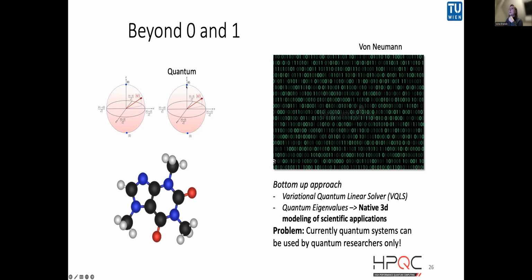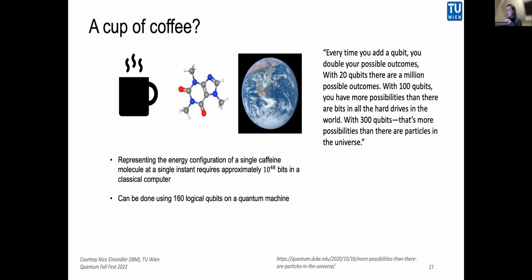And if you look at this picture, what could we naturally represent here? Well, some form of native computation. So if you want to represent, for example, molecules and do some operation on the molecules, this is the right representation. This is the native form of computation. So native 3D modeling of scientific applications, for example, representation of molecules in scientific computing. And there are already algorithms that can be applied here in order to manipulate such representation. However, the problem today is that current quantum systems can only be used by quantum researchers, right? So there is the problem with the interfaces and also the interconnection with the remaining world, right? That is not quantum.